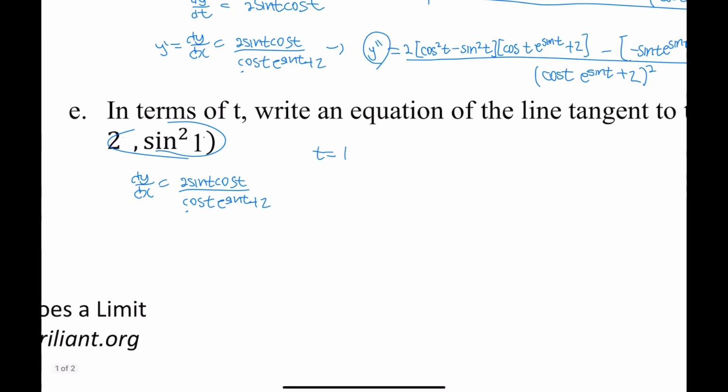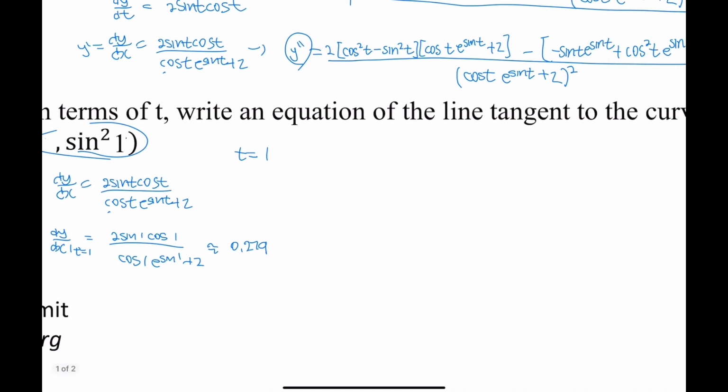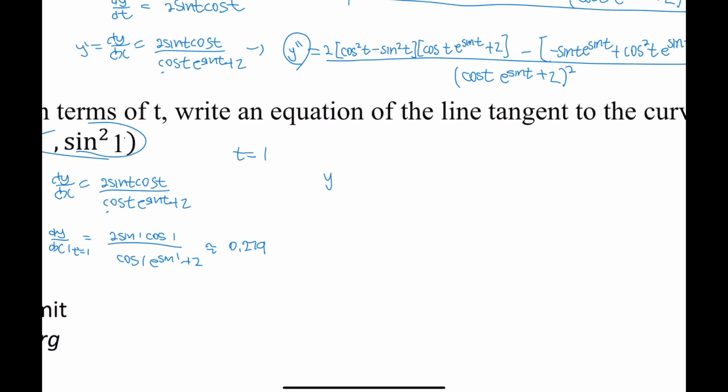So let's find our dy dx when t is equal to 1. That means 2 sine 1 cosine 1 all over cosine 1 e to the sine 1 plus 2. If we use our calculator, we get a value of around 0.279. So this is going to be our dy over dx value. So in point slope form, we're going to do y minus y1 equals dy over dx times x minus x1, right?